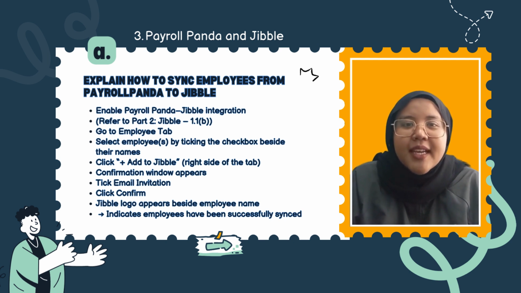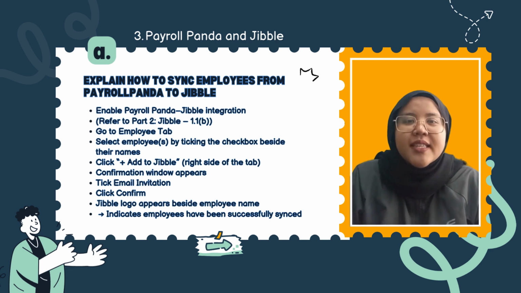Next, the confirmation tab will appear, which is to make sure that the user really wants to sync to JIBL. In the tab, the user needs to click on the box for email invitation, and click confirm. After the confirmation, the user can see the JIBL logo beside the employee's name, which means that the employee is already synced to JIBL.